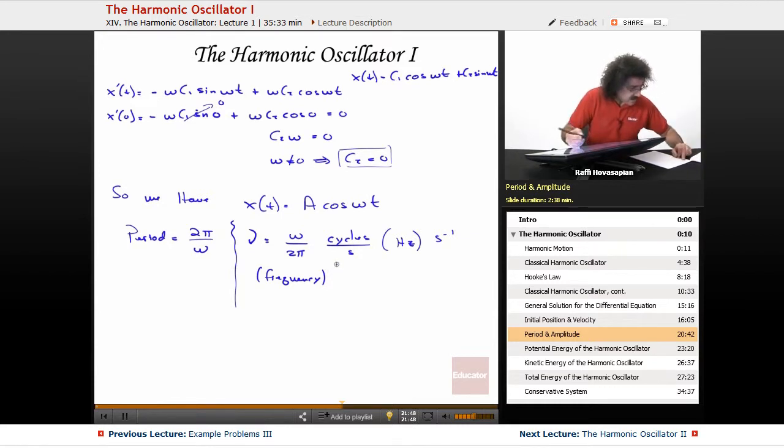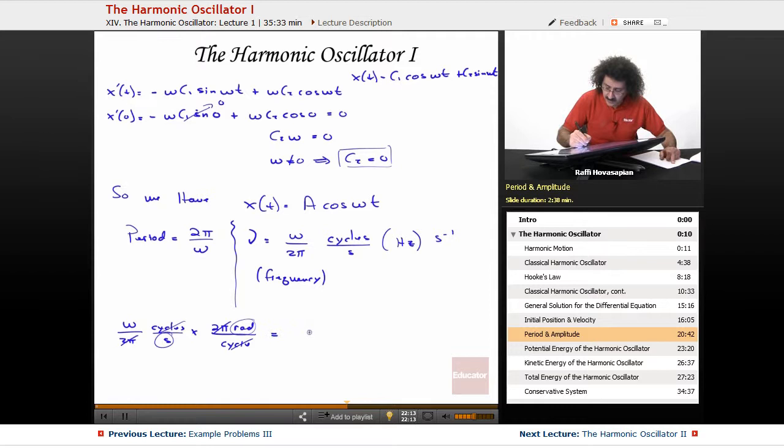Okay, now let's take omega over 2 pi cycles per second. Let's multiply by how many radians are there in a cycle? Well, if you do one circle, it's 2 pi radians. So it's 2 pi radians per cycle. The 2 pi and the 2 pi cancel. I'm left with radians per second. So omega, the unit is radians per second. This is the angular velocity.